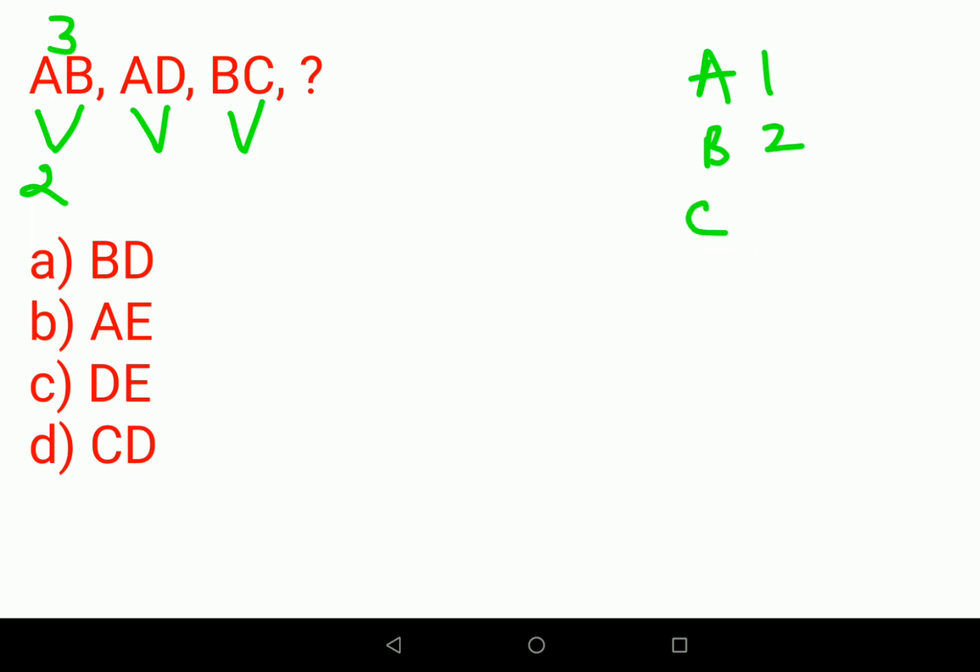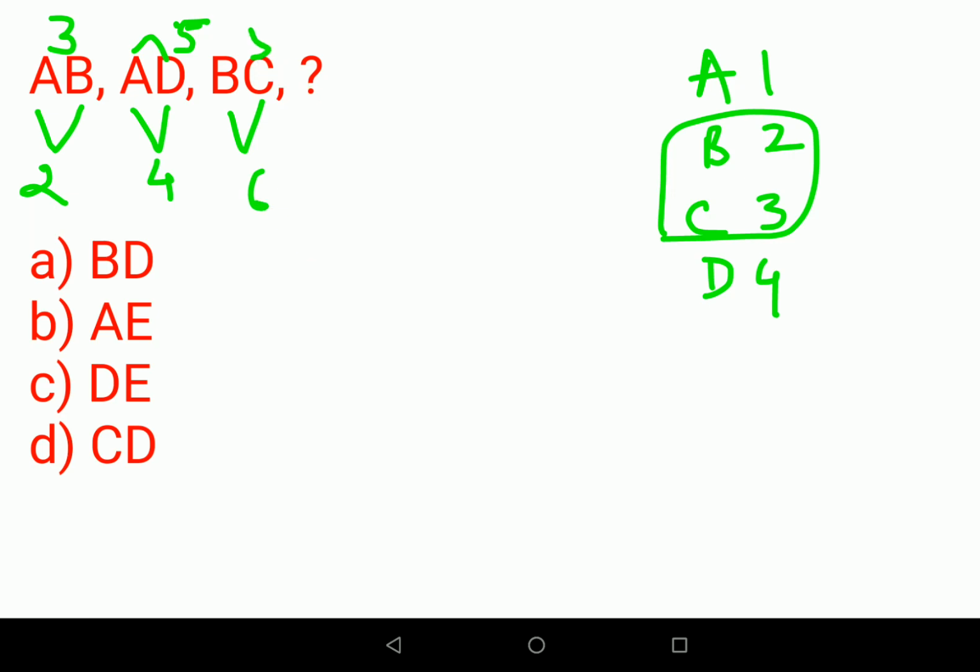Similarly, C will stand for what? 3. D will stand for 4. So 1 into 4 gets you 4, and 1 plus 4 gets you 5. Now you have B which is 2 and C which is 3. So 2 into 3 gets you 6 and this gets you 5. So obviously this upper one was wrong.